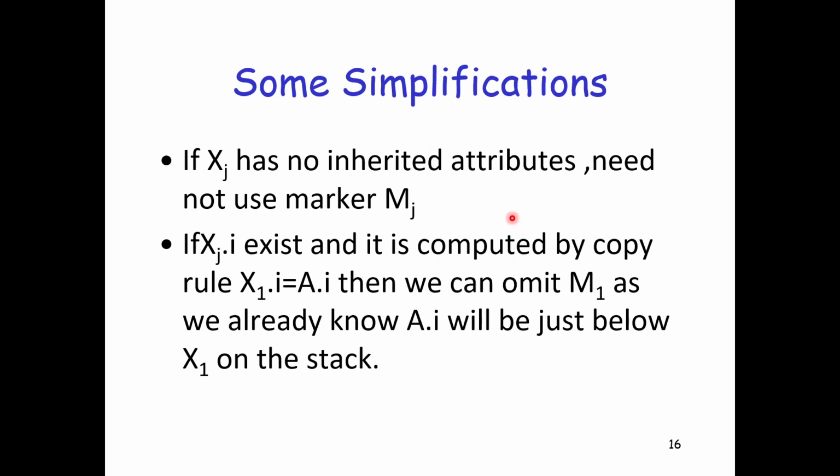One more slide before that: xj has no inherited attribute. Some more simplification we have to do to this algorithm. If xj has no inherited attribute, we need not use marker mj. It is better to avoid markers. Even if an inherited attribute occurs, and if that inherited attribute is just based on a copy rule, we can avoid those markers because we know that A is already having the inherited attribute. We are assuming like that, and that inherited attribute will stay just beyond the x1 on the stack. So there is no need to show it using a marker.